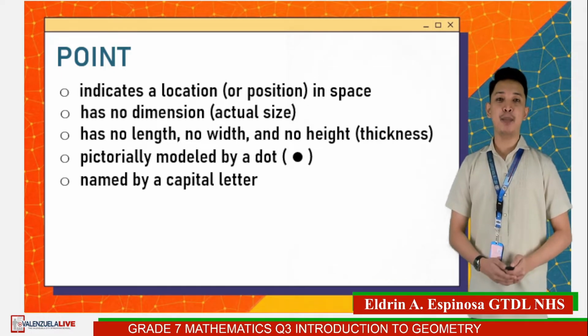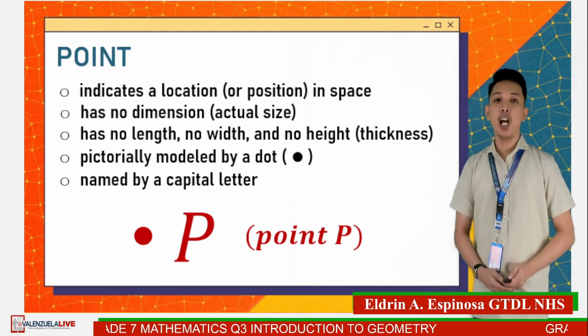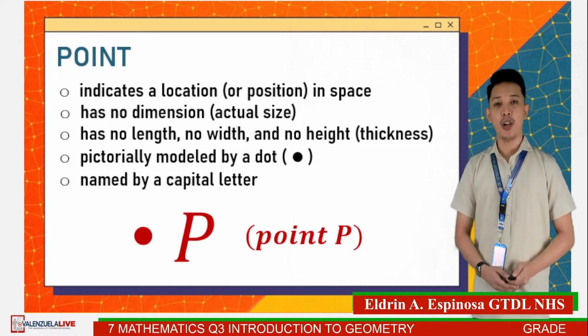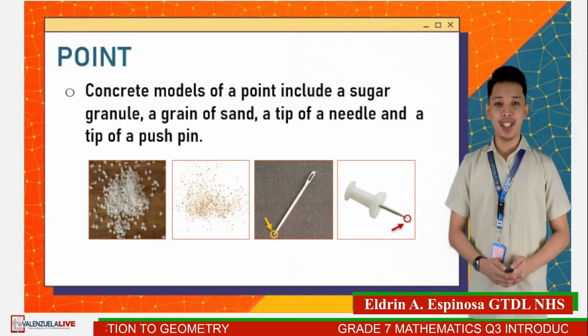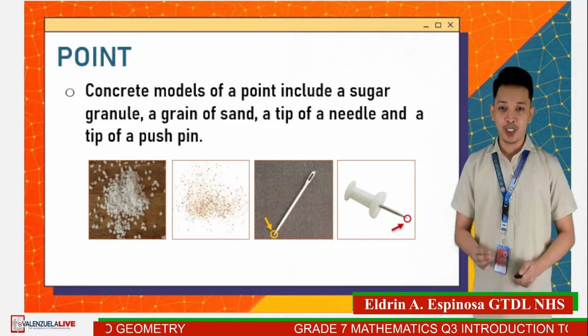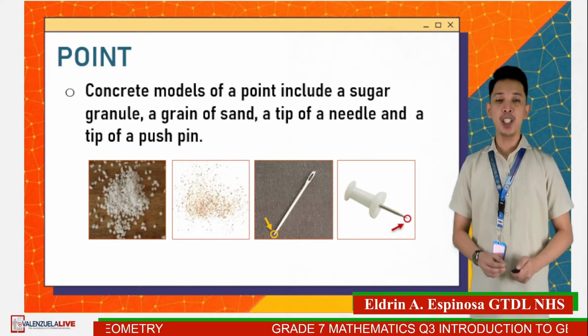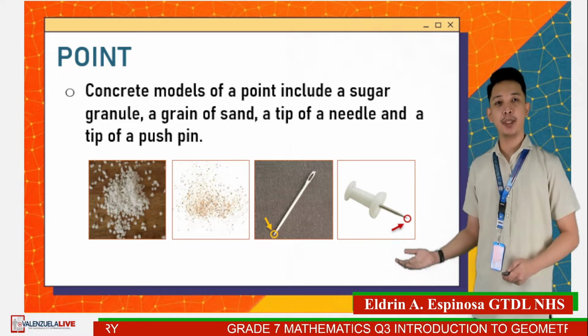Point can be named by a capital letter. For example, in this figure, we can name it as point P. There are some objects around us that can represent a point, and these are the following: a sugar granule, a grain of sand, a tip of a needle, and a tip of a pushpin.